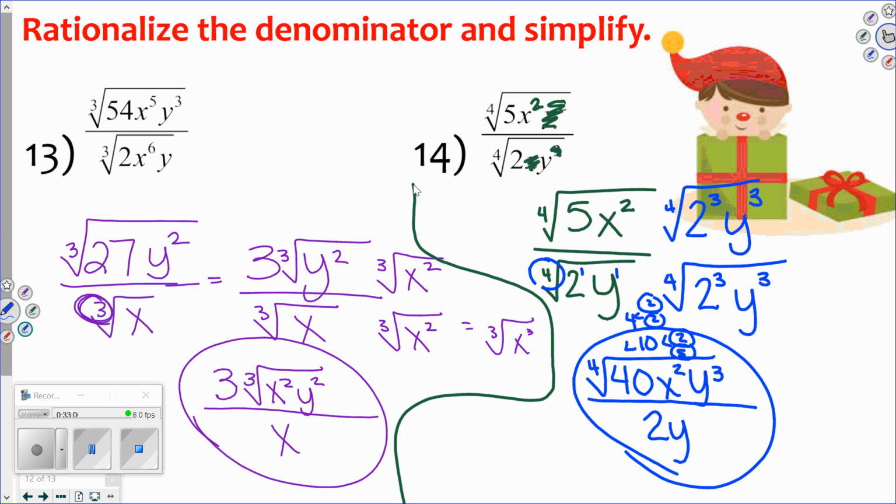The 2y from the bottom came from, if I would multiply the bottoms together, 2 to the 1st and 2 cubed gives me 2 to the 4th. Y and y cubed is y to the 4th. And the 4th root of 2 to the 4th is 2. 4th root of y to the 4th is y. We're always creating something so that it's just whatever those numbers are.